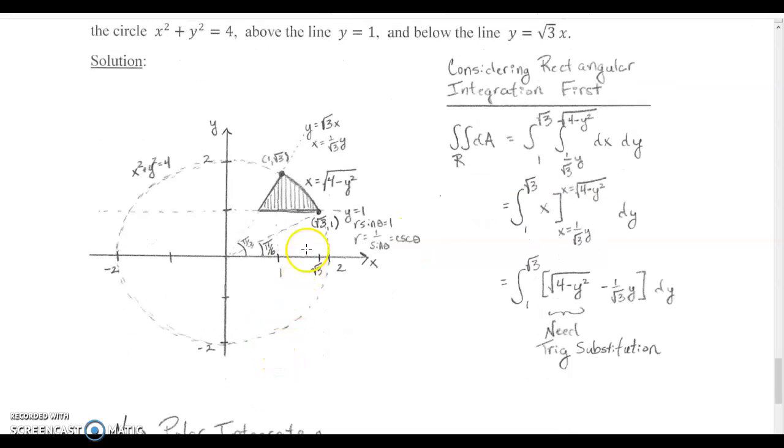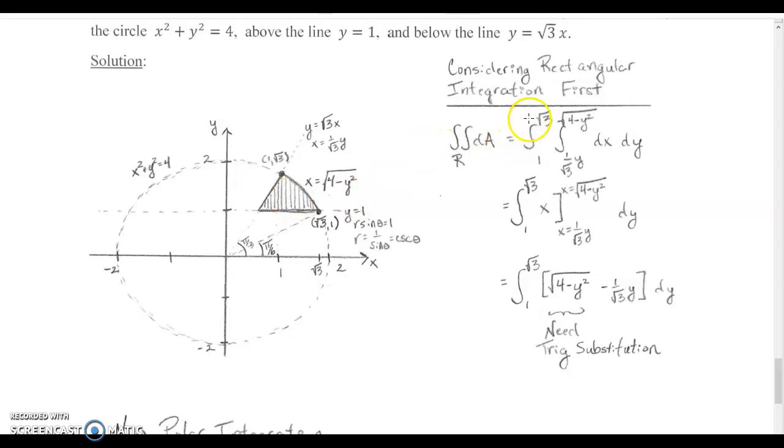Okay, so the shaded area here is that region, right? Here's the circle, x squared plus y squared equals 4, radius of 2. And the line y equals 1 is this horizontal line across here. So we want to be above that, but below the line y equals square root of 3x. So y equals square root of 3x is this line. Okay, so we have this region right here.